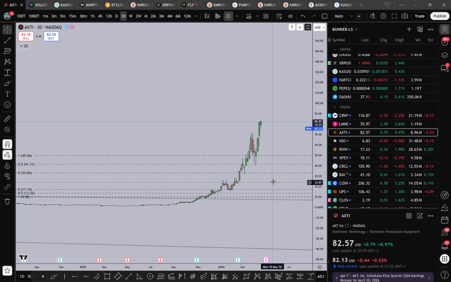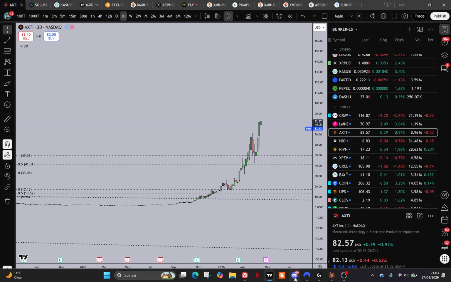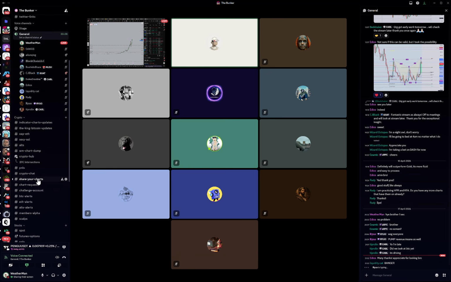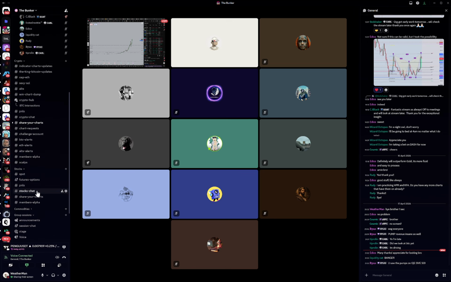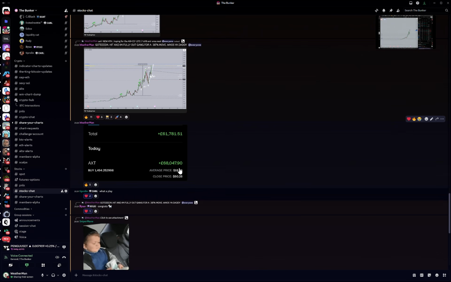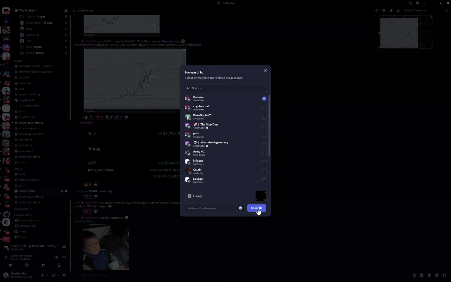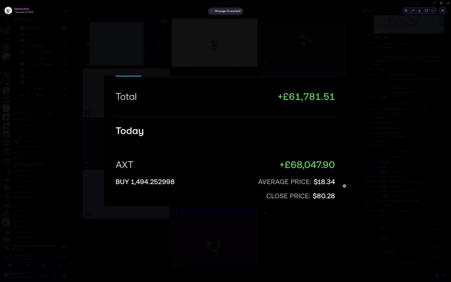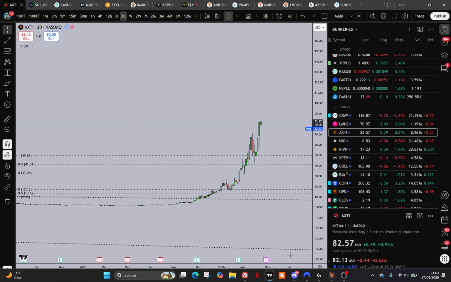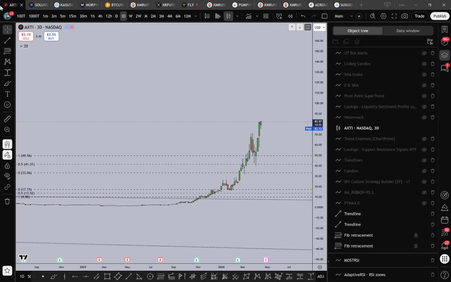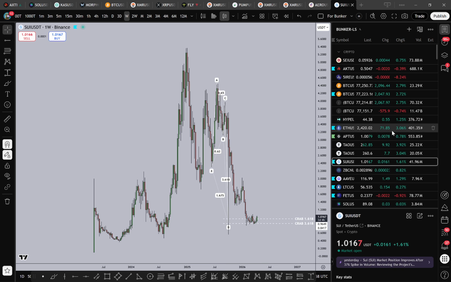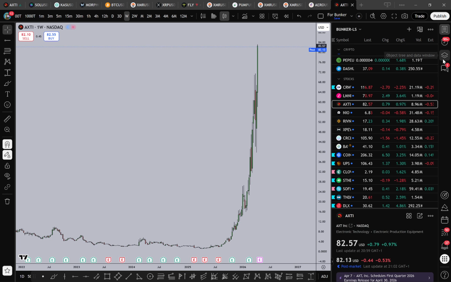I can take what I made from AXTI, which was a total of 68,000 pounds. I don't know what that is in dollars, but I put it all in the chat. It was in the stocks chat. Yeah, it was 68,047.90. Average entry price was 18.34, and average exit price was 80.28. And the whole reason I got out at 80.28, you guys know I stick by my technicals, is simply because that is where the AB equals CD was, if I'm not mistaken.